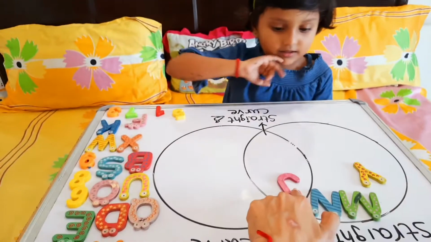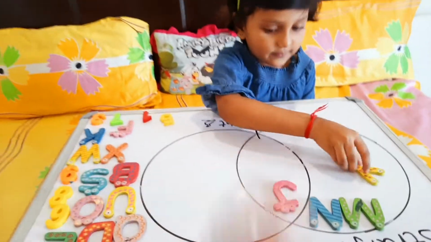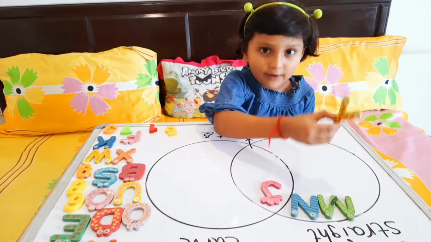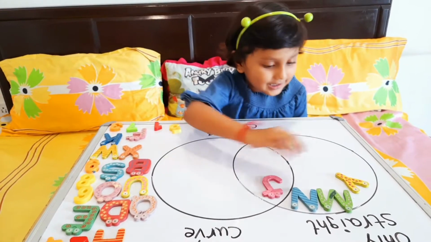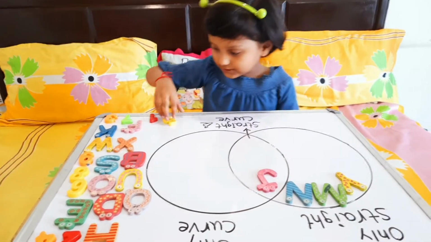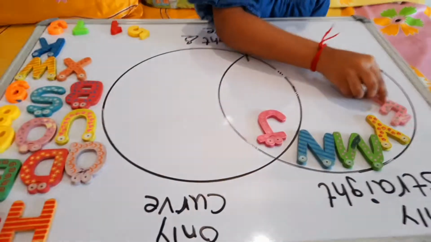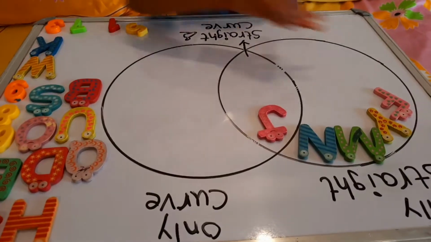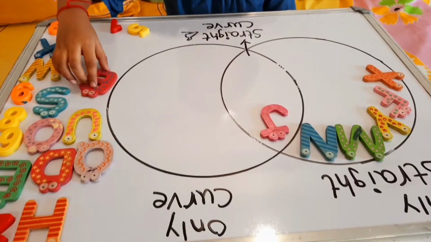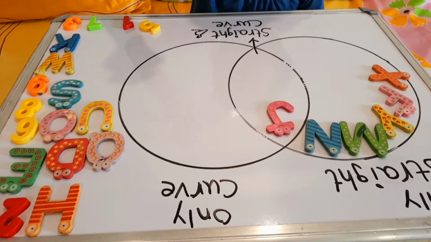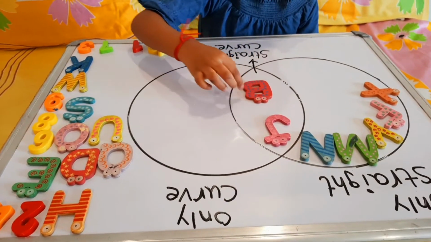J has a curve and a straight line as well, so it comes here. So Y. Y is full of straight lines, so we will put it here on the straight. F also straight. X also straight. B is curve and straight because it has a line and a curve.